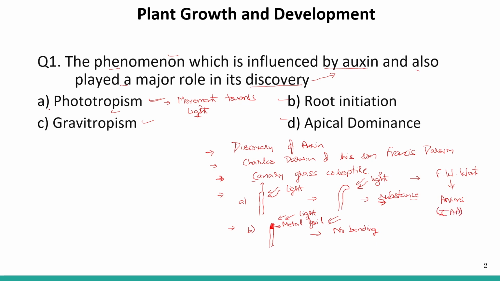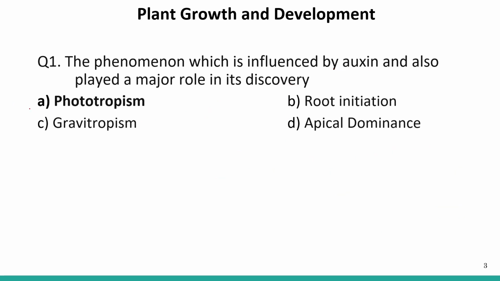So what should be the correct answer? Answer is option A, phototropism. Now the second option, root initiation, is not correct, although auxins are involved in root initiation. Gravitropism is again not the correct answer. Apical dominance, again auxins are involved, but it is not the correct answer because phototropism led to the discovery of auxin and not the rest of the options.